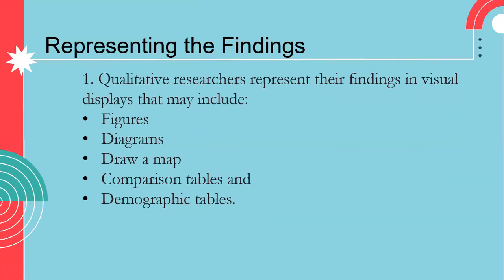Now we come to how to represent the findings. There are two possibilities in representing the findings. The first is that qualitative researchers represent their findings in visual displays that may include figures. So in representing the findings, the researcher may use figures, and the second is diagrams, or can draw a map, or use comparison tables and demographic tables.